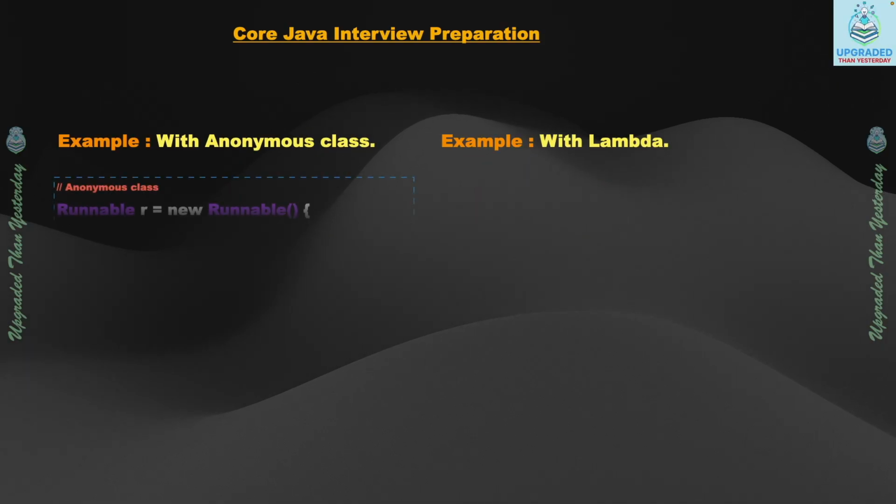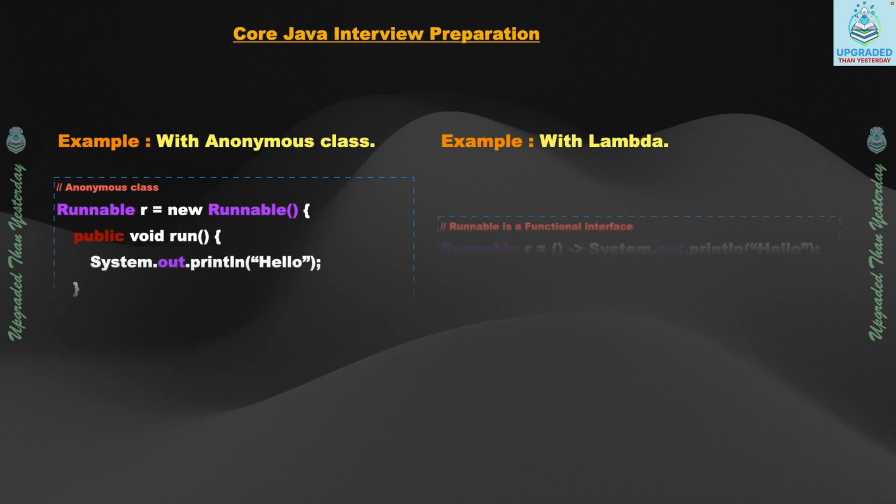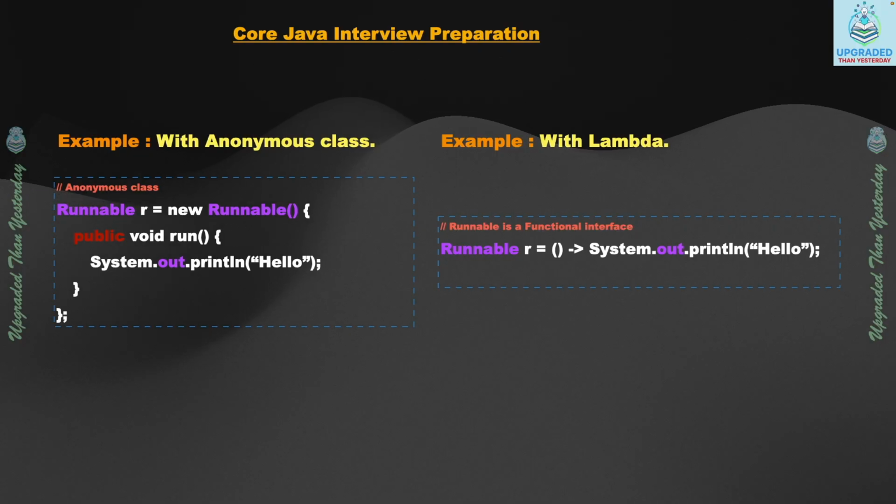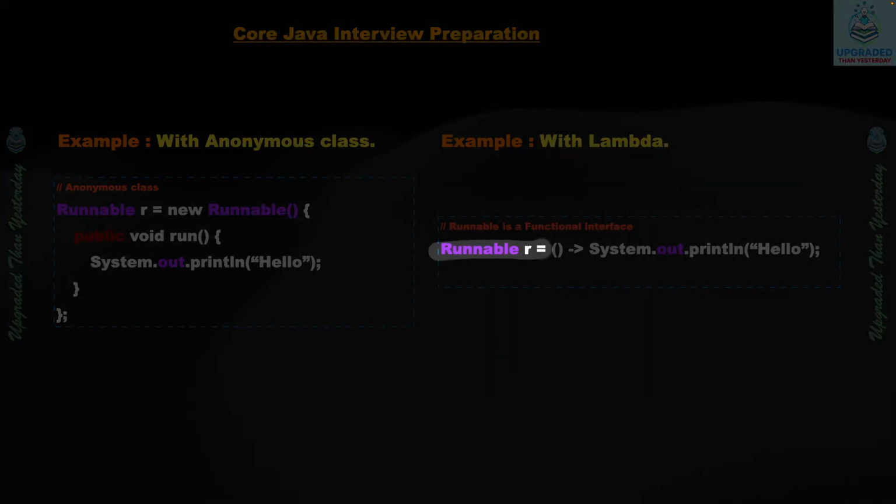To see the real benefit, let's compare an anonymous inner class with a lambda. Imagine we are implementing the Runnable interface. Traditionally, we would need several lines of code just to define the run method. But since Runnable is a functional interface, we can replace the entire block with a single line. The logic remains the same, but the amount of code got reduced significantly. This line of code.